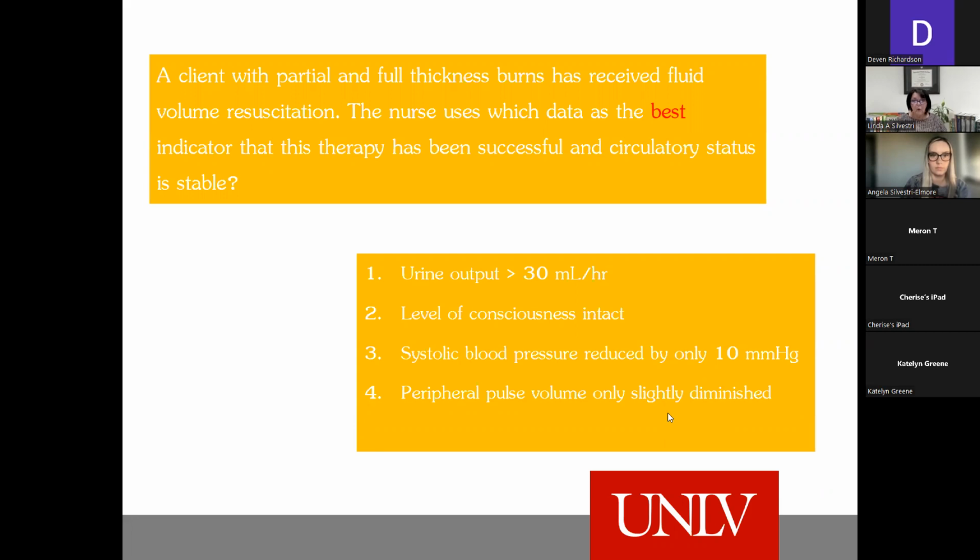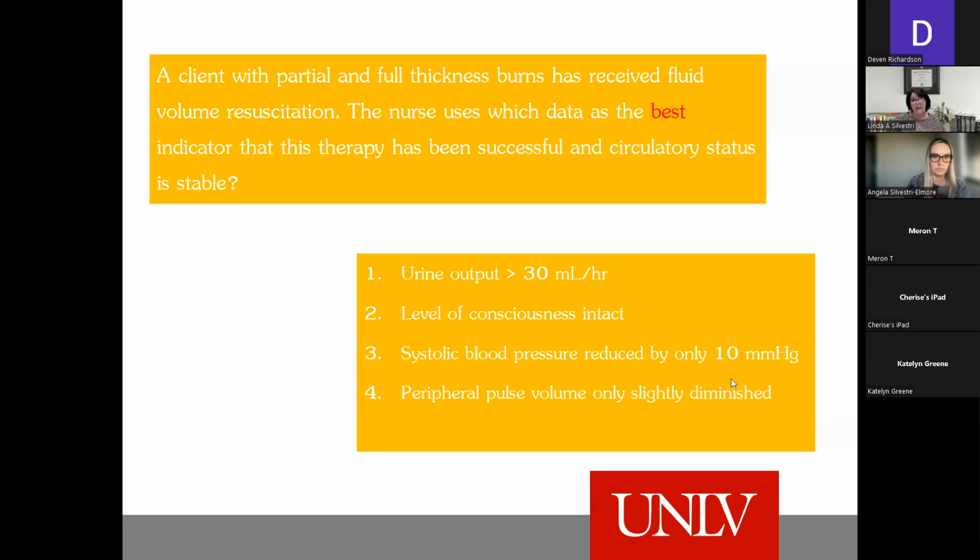Excellent. Option 1 is the correct answer. 89% of you selected that. Okay, as far as option 2, level of consciousness intact, well, our level of consciousness in this person who has probably received a lot of pain medication, it's not really that reliable. Whereas your urine output is really the most reliable and the most sensitive non-invasive assessment parameter for cardiac output and tissue perfusion. So urine output, and not only for burns, but for other disorders also in which fluid resuscitation is being done. So try to keep that in mind.